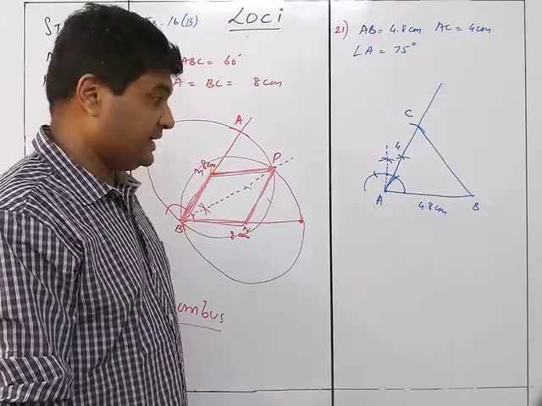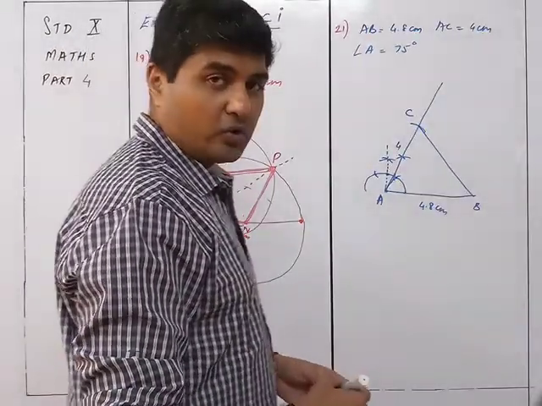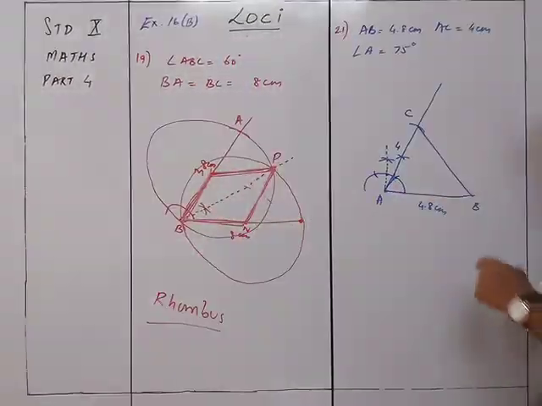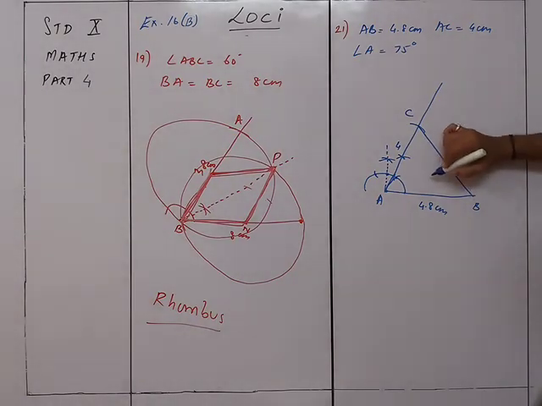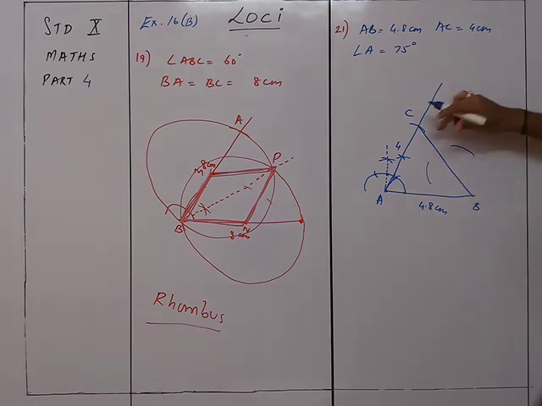Equidistance from B and C. So equidistance from B and C means you are going to draw the perpendicular bisector of B and C. So how will the perpendicular bisector of B and C be drawn? Arc here and arc here from B. So in this way, or else arc here, from here and from here.